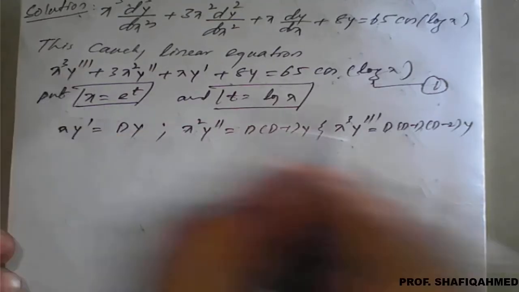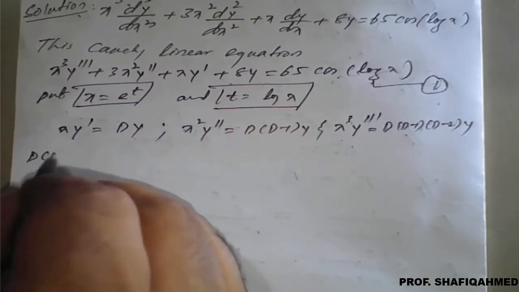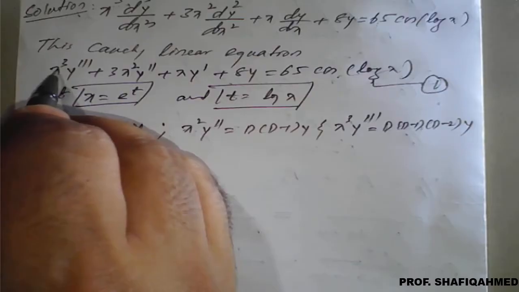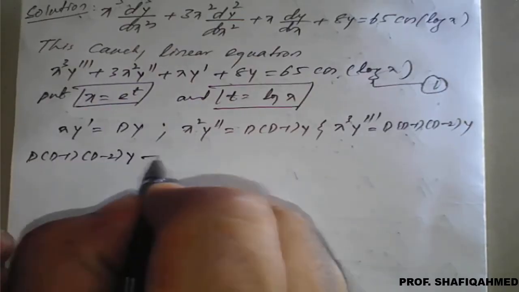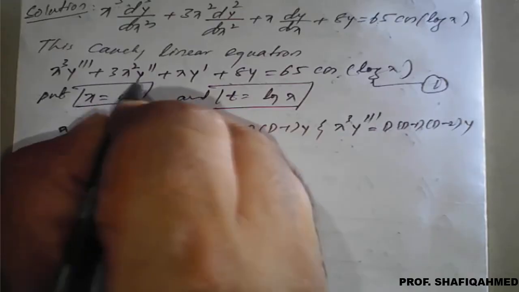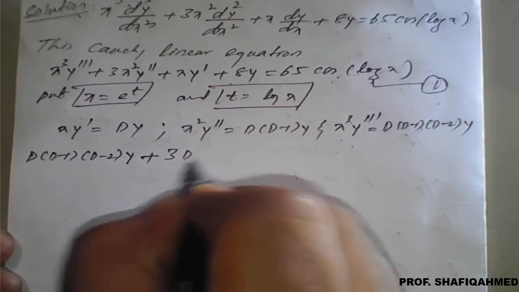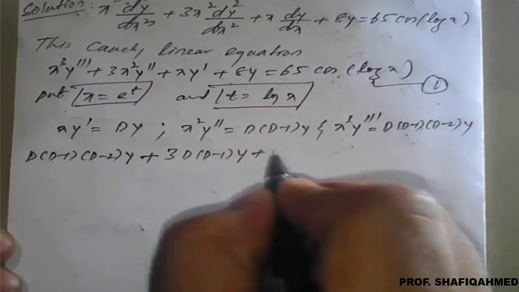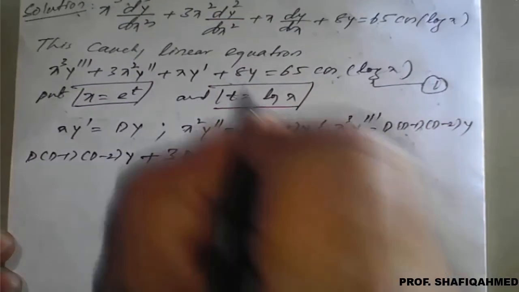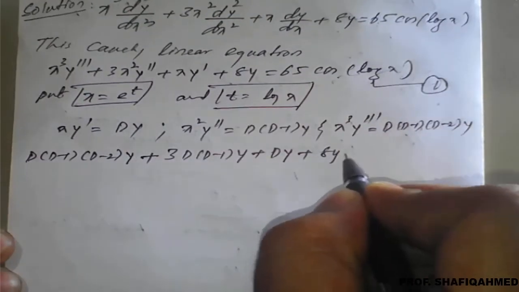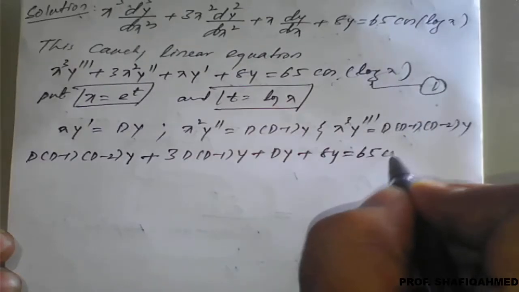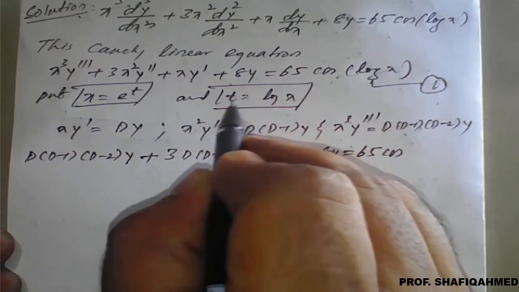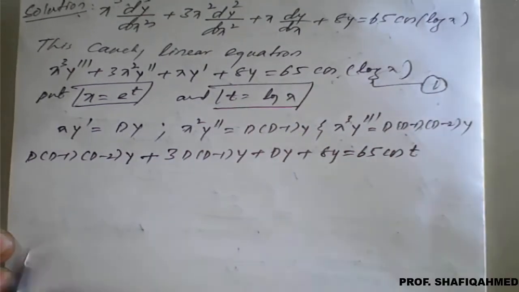So x cube y triple dash will be replaced by D into D minus 1 into D minus 2 of y, plus 3 as it is, x square y double dash will be replaced by D into D minus 1 of y. Next x y dash will be replaced by D of y, plus this 8y as it is, equal to 65 cos, and inside the bracket log x. This log x, according to the substitution, is t. We will get cos t.